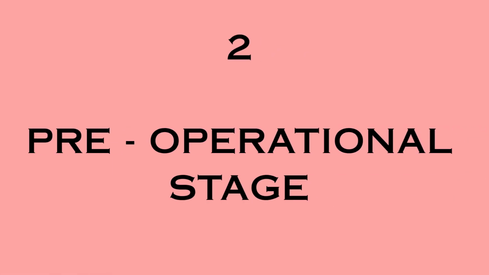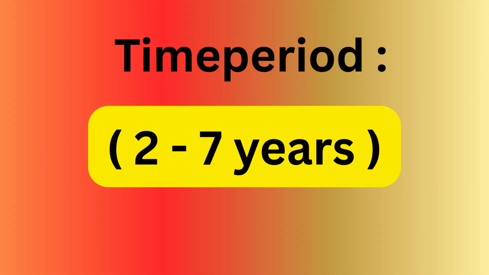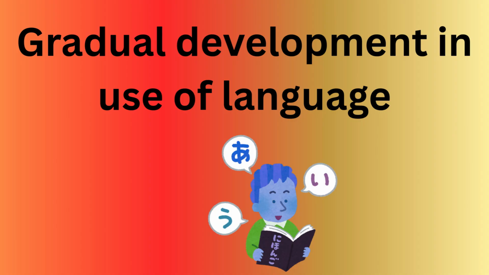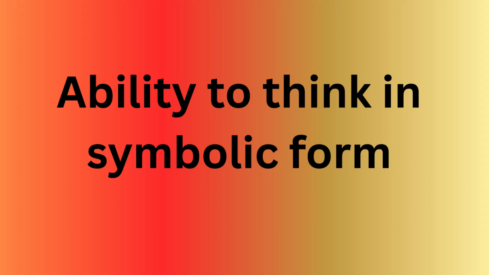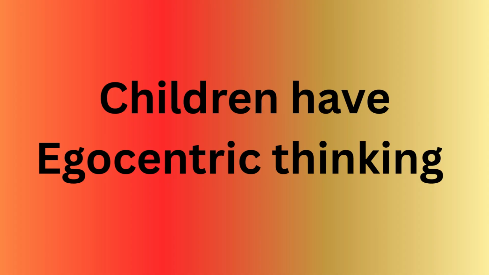The second stage is the pre-operational stage. The time period of this stage is from 2 to 7 years. In this stage, there is gradual development in the use of language. Slowly children learn to use language, like speaking words or small sentences, and they also have the ability to think in symbolic form. What does it mean? For example, even though a toy is not physically present, they can still think about it. If they want something, they will think like that. And mostly remember, children have egocentric thinking at this age, so they won't understand others' perspective. They only want what they need.